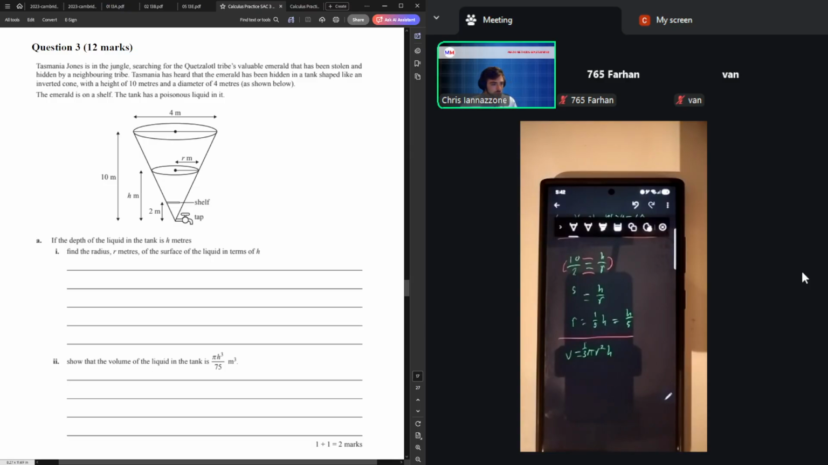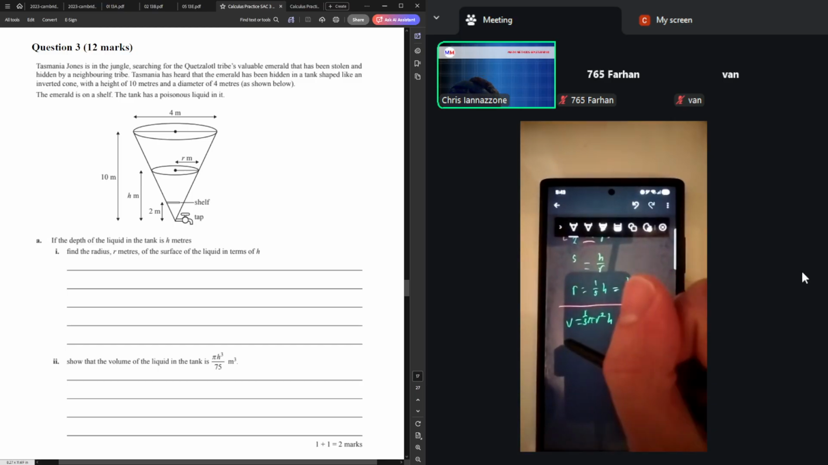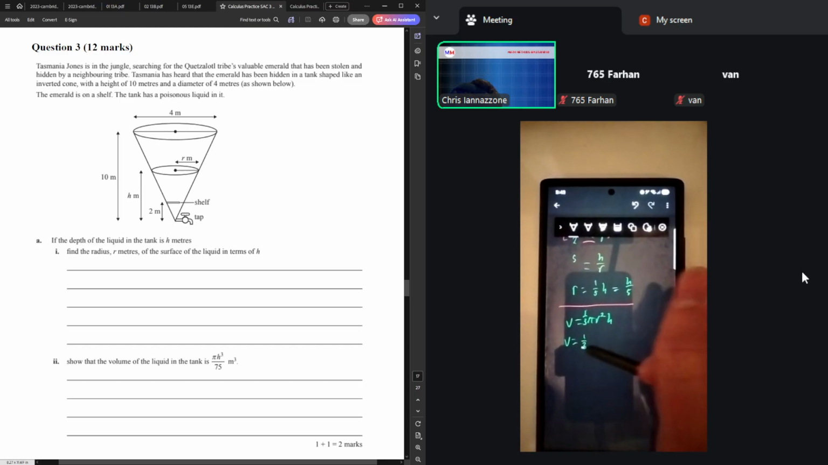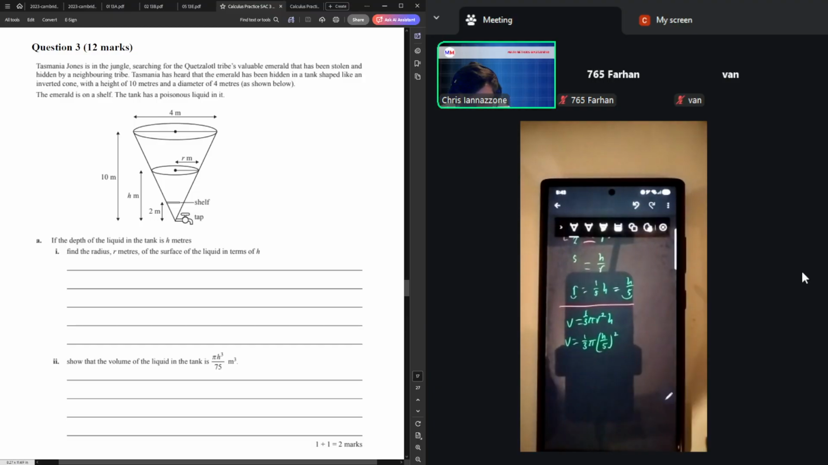That is true, the same thing as in part II, because nothing about the question has actually really changed, right? We haven't changed our diagram, we're still referring to the same thing. So our finding that r is the same thing as h over 5 applies here. V equals a third pi r squared, which is now h over 5 squared. Make sure you use your brackets, right? It's r that's being squared, so whatever r is, the whole thing should be squared.